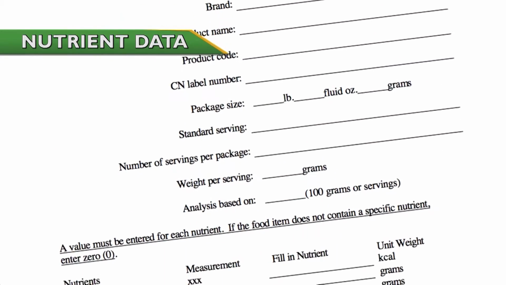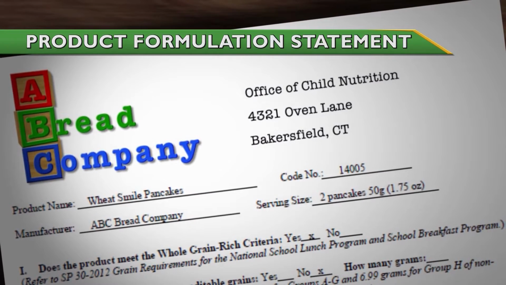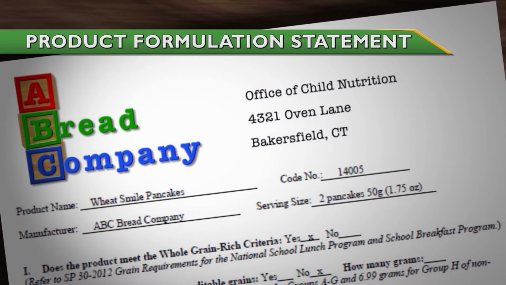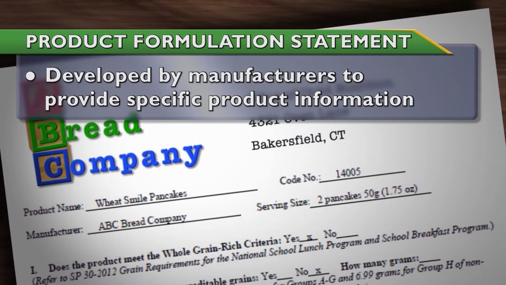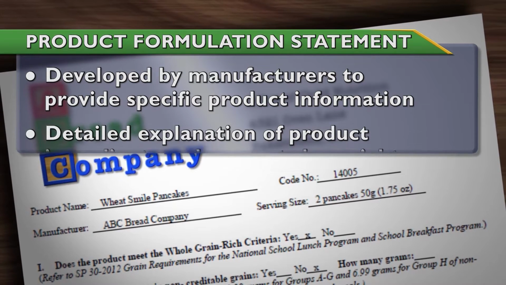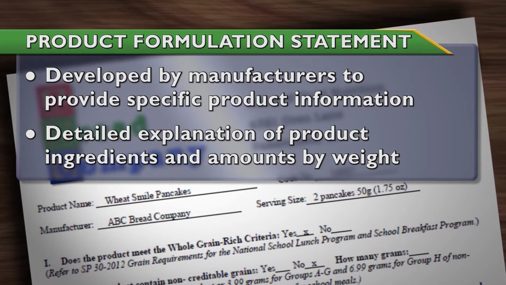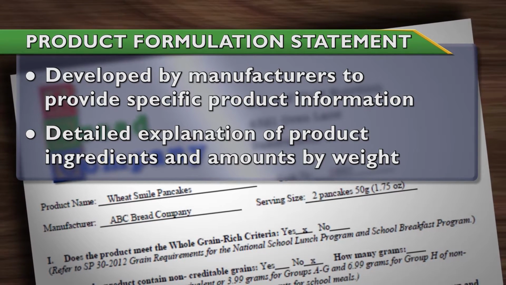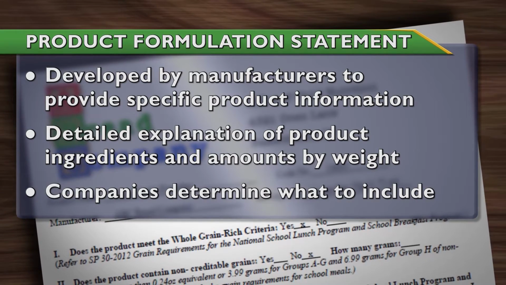Keep in mind though, not every food item that you're going to serve is going to have a CN label. So if that's not available, then you're going to need a product formulation statement, or a PFS, which is also provided by the manufacturer. Product formulation statements are developed by manufacturers to provide specific information about their products and usually include a detailed explanation of what the product contains and the amount of each ingredient in the products by weight. However, there is no standard information required for product formulation statements. Each company decides what to include.